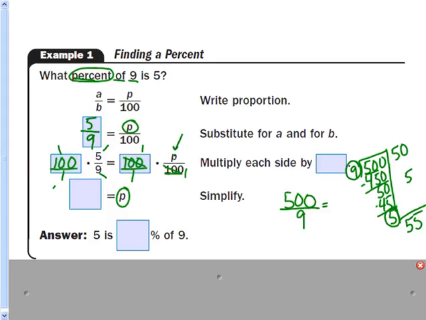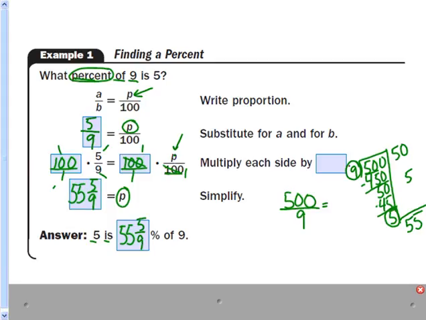So p is equivalent to 55 and 5/9. Going back up here, p is a number over 100. So that means 5 is 55 and 5/9% of 9. That's the end of example 1.